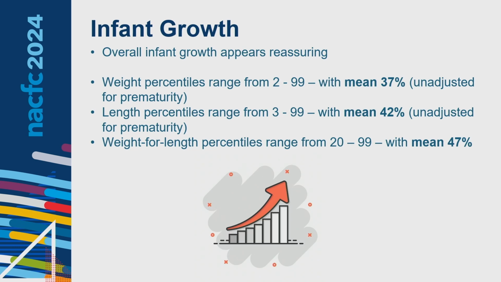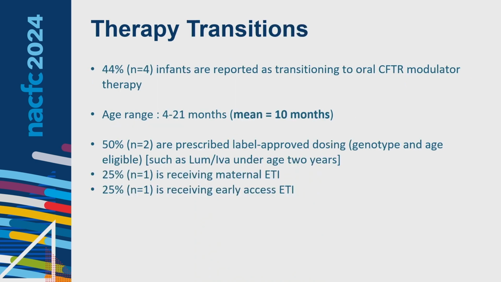And truthfully, maybe a bit more robust than we would expect for an average infant for CF, or at least what my clinical experience has been. In regards to therapy transitions, that is an ongoing piece of discussion across these prenatally treated infants: when, how, what drug. 4 have transitioned from simply receiving drug through breast milk to taking a CFTR modulator orally themselves. And this was initiated anywhere between 4 months and 20 months with an average of 10.